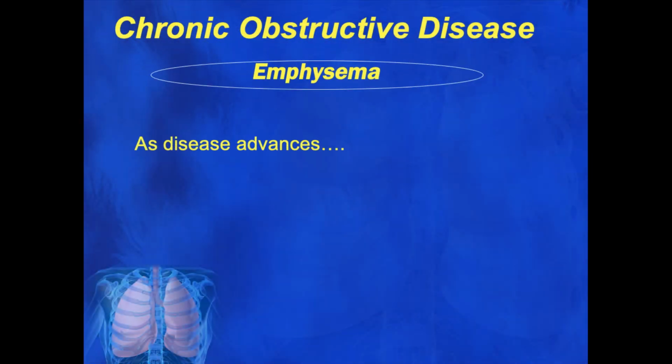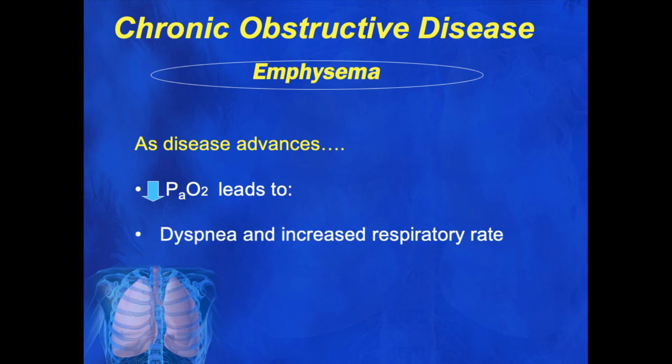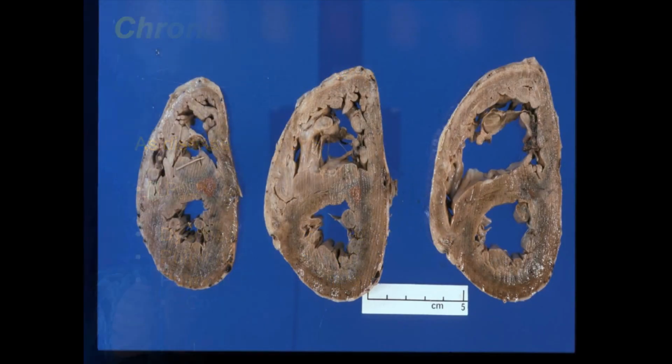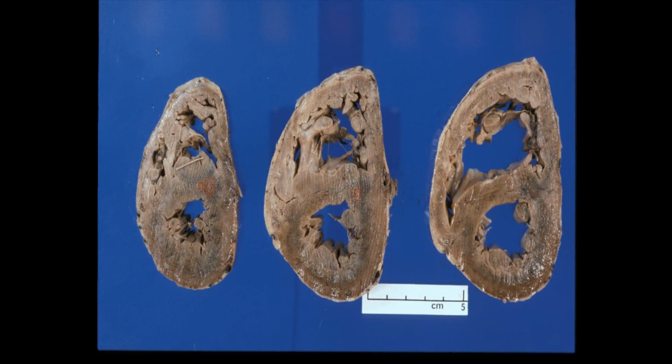So as this disease advances, you're going to see a drop in the partial pressure of oxygen in the arteries, which leads to that dyspnea, increased respiratory rate, pulmonary vasoconstriction is going to occur, and then that leads to pulmonary hypertension and cor pulmonale. And you can just see the pulmonary hypertension.